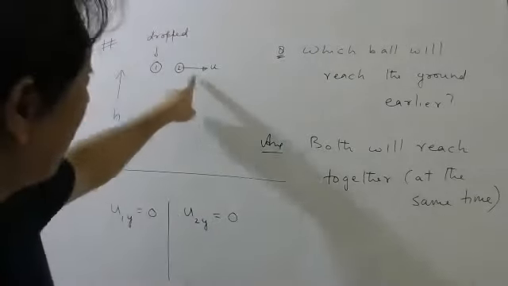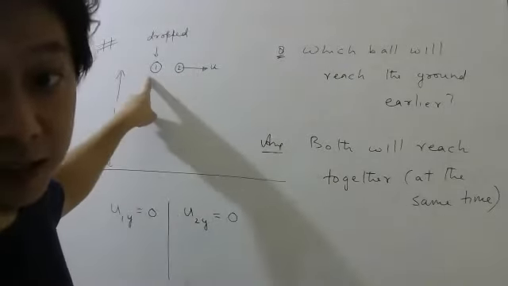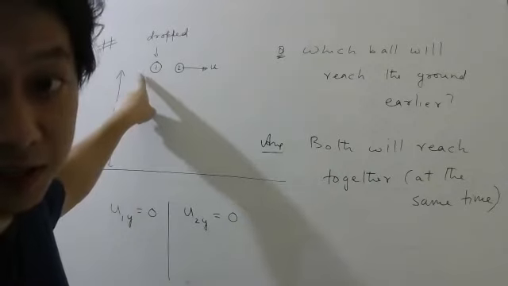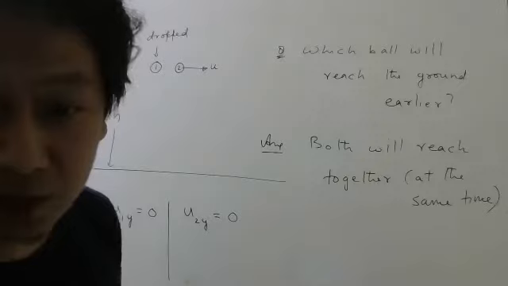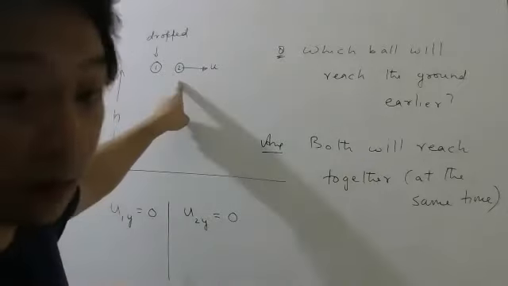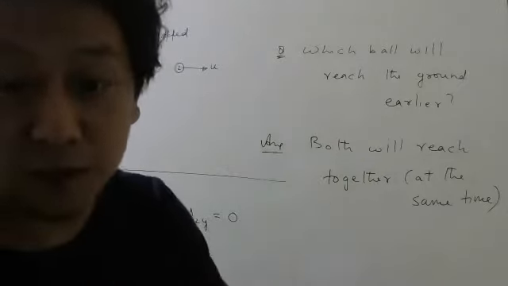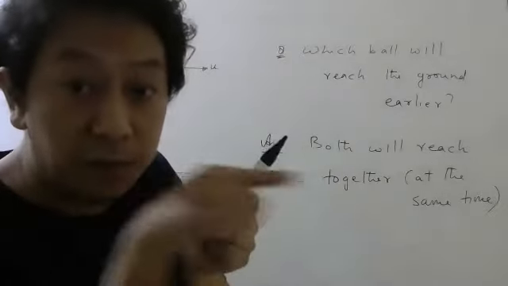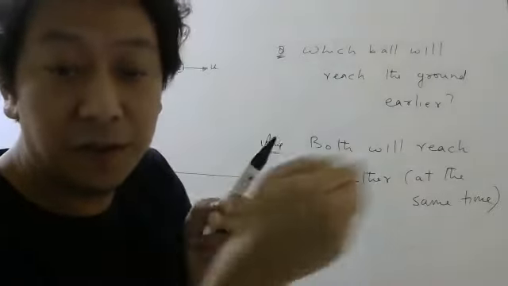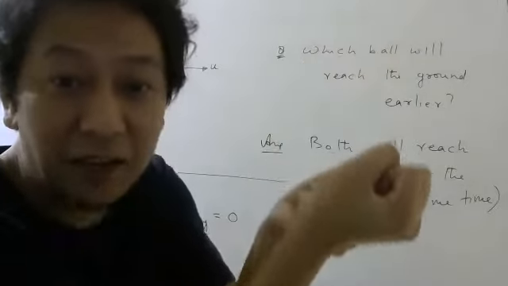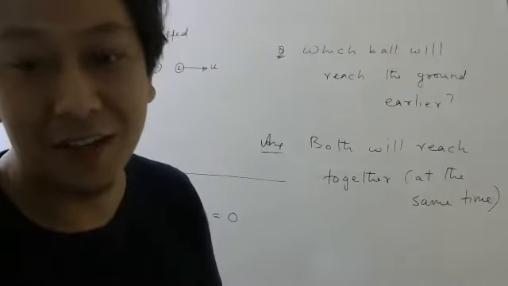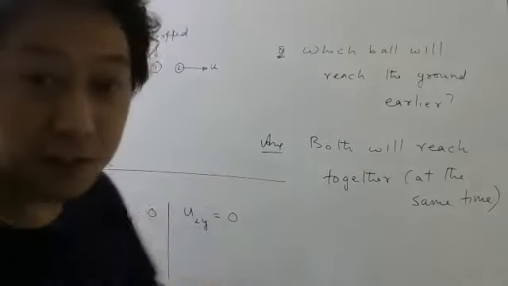I know ball number 2 has an x component of initial velocity, and ball number 1 doesn't. Because of this component, it will go this side also. But along the y-axis, they will have exactly the same kind of motion. Therefore, both will reach together.